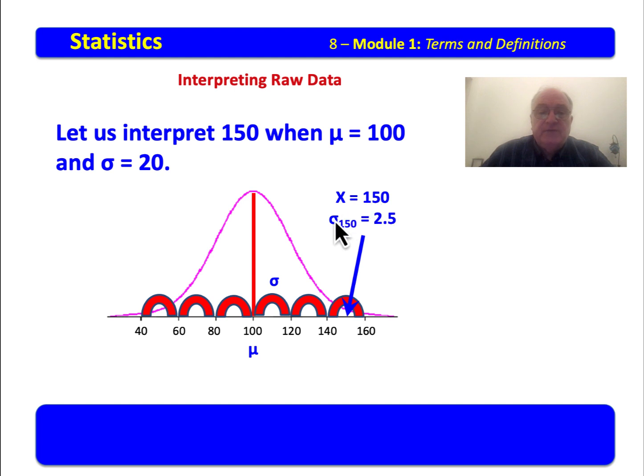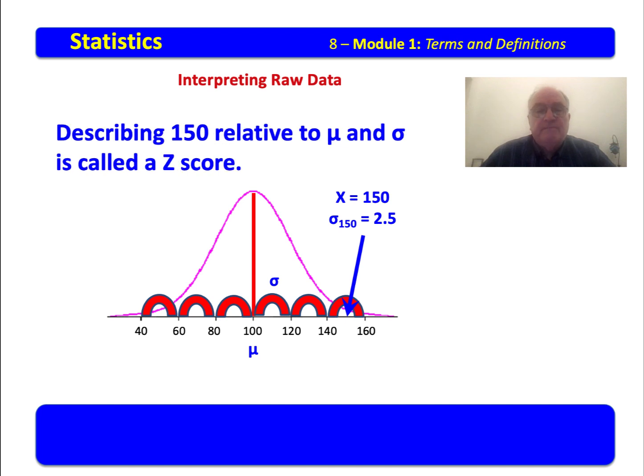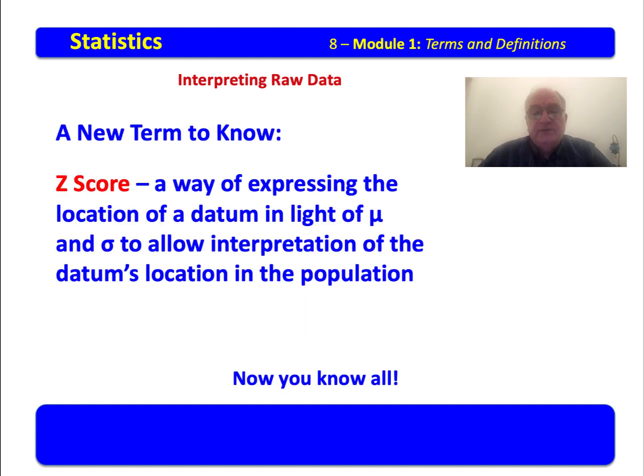If x is 150 and the standard deviation is 20, that tells us it's 2.5 standard deviations above the mean. That's very relevant information. This raw data point, when we talk about how many standard deviations it is above or below the mean, gives us a real clear understanding of where that data point lies in the distribution. This value is called a z-score: how many standard deviations a data point is above or below the mean. Describing 150 relative to mu and sigma is called a z-score, and z of 150 is 2.5.